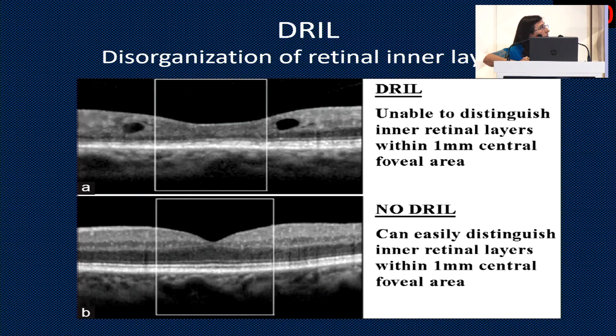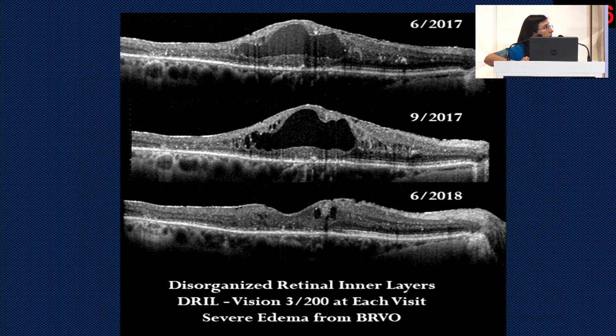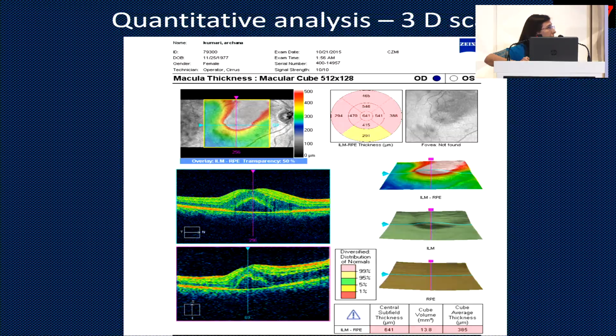Another term is DRIL, that is disorganization of inner retinal layers. This time it's the inner retinal layers. Within 1 millimeter of the fovea, if you're not able to distinguish the normal retinal layers, that is the plexiform layer, the nuclear layer, this is known as DRIL. And this may occur due to long-standing edema, NPDR with DME or BRVO or any other edematous condition. This again leads to poor visual outcome.